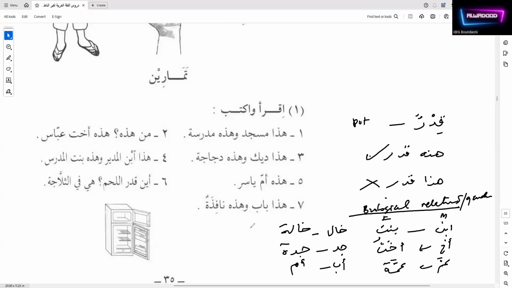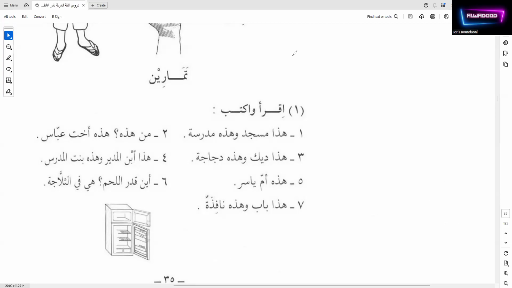And then let's say deekun, a rooster, that's the male. And then we have dajajatun, that's the hen. And then we have jamalun, a camel, and naqa, a female camel. So we say hadha jamal, and hadhihi naqa. Hadha deek, then hadhihi dajaja. So always think about the gender classification of a noun in Arabic.